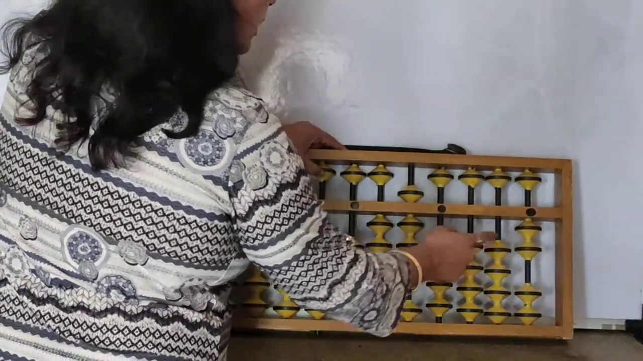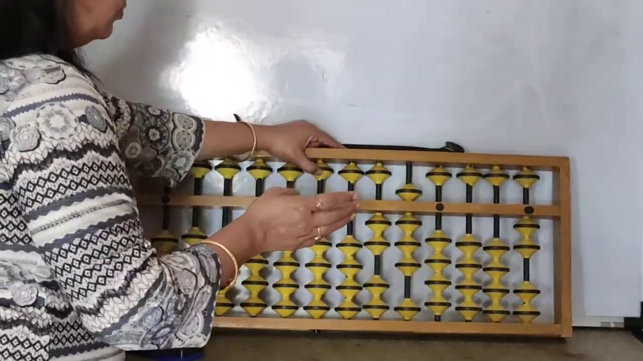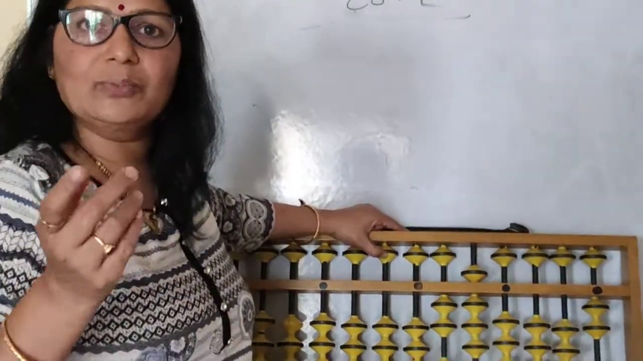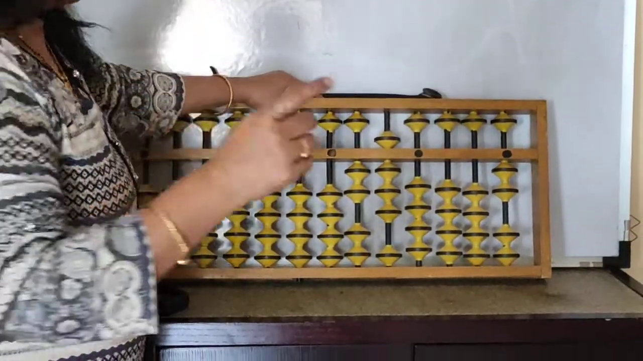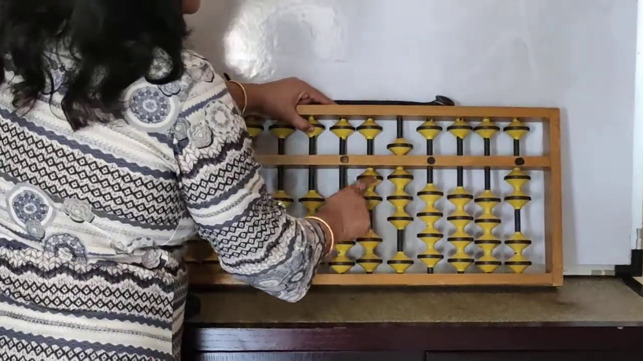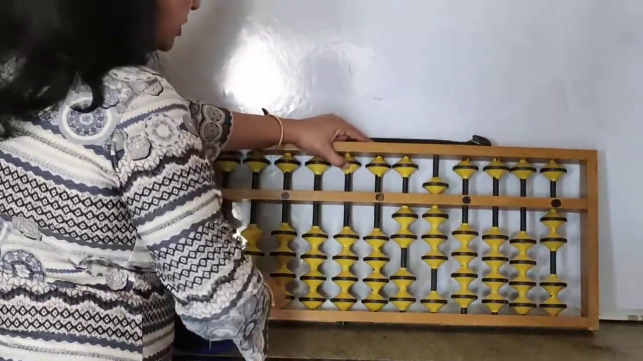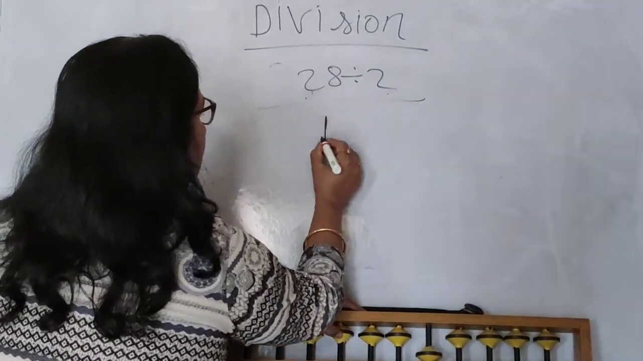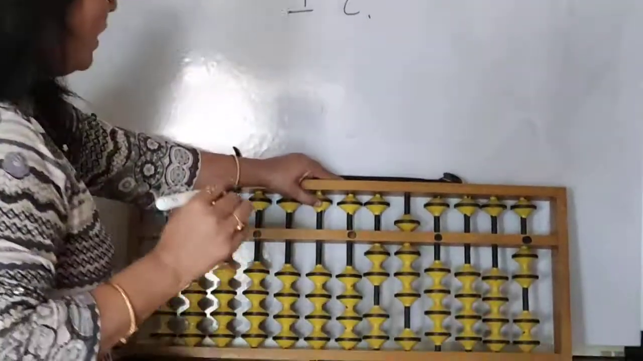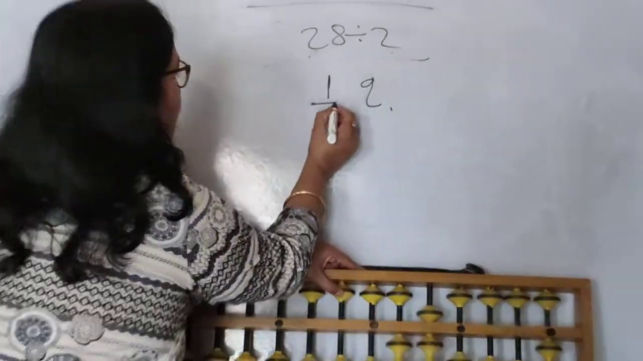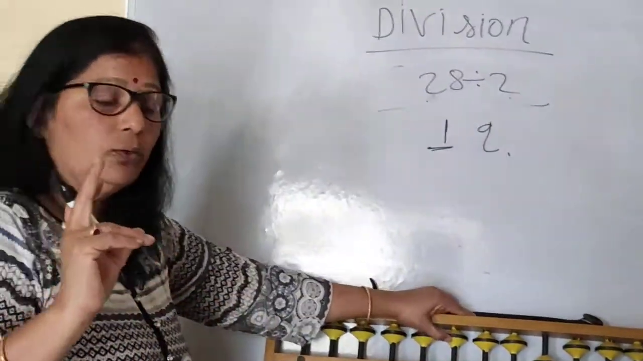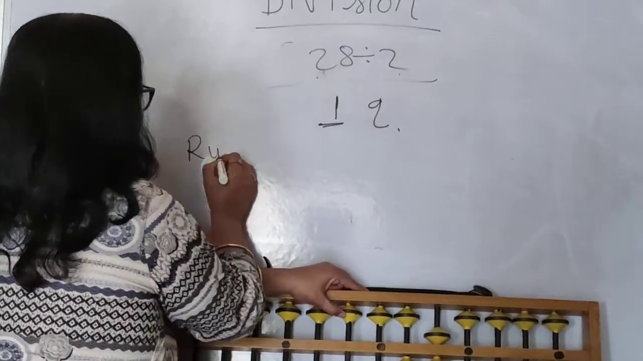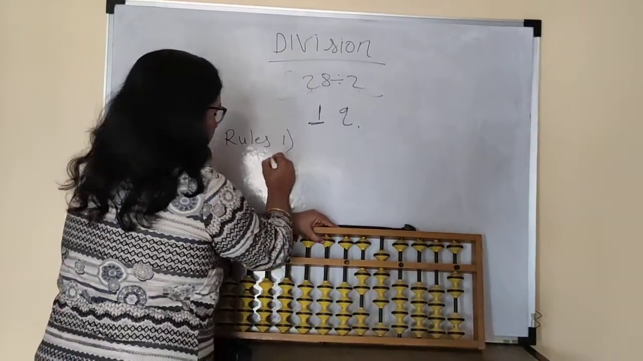to put the quotient we have to say 2's table. 2 ones are 2. 2 twos are 4. Now here 2 ones are 2. Quotient is 1. Then where should we put this quotient 1? There are rules. How many rules are there? There are 2 rules.